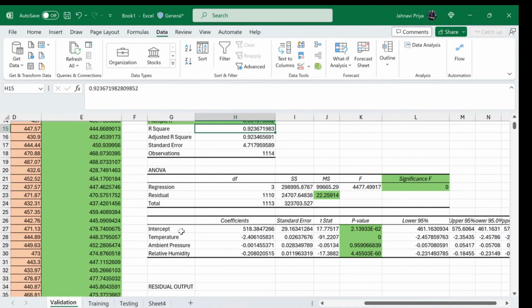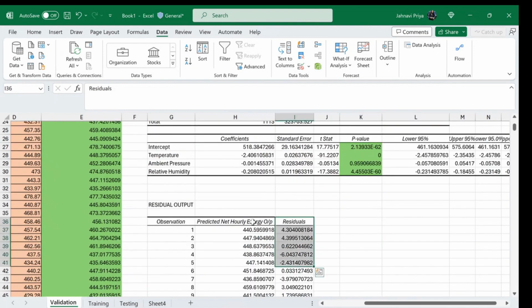I checked the p-value for each of the parameters or features. I found that ambient pressure has an extremely high p-value compared to the others, much more than 0.05, so that is something I marked, and I decided to use it as an input to identify which model to choose. As you can see, the significance is 0, which is a good measure, so all the features have a correlation. Then it gives you the residual and the output to calculate the mean square error as well.